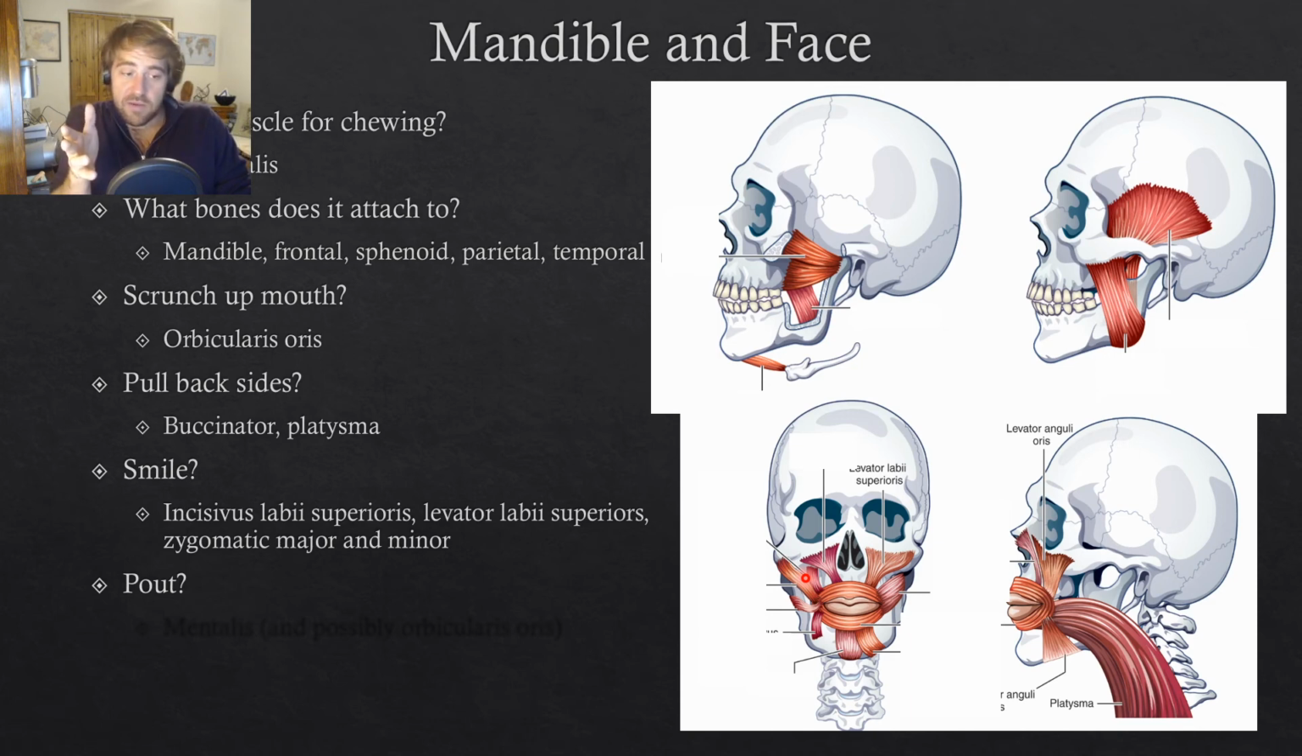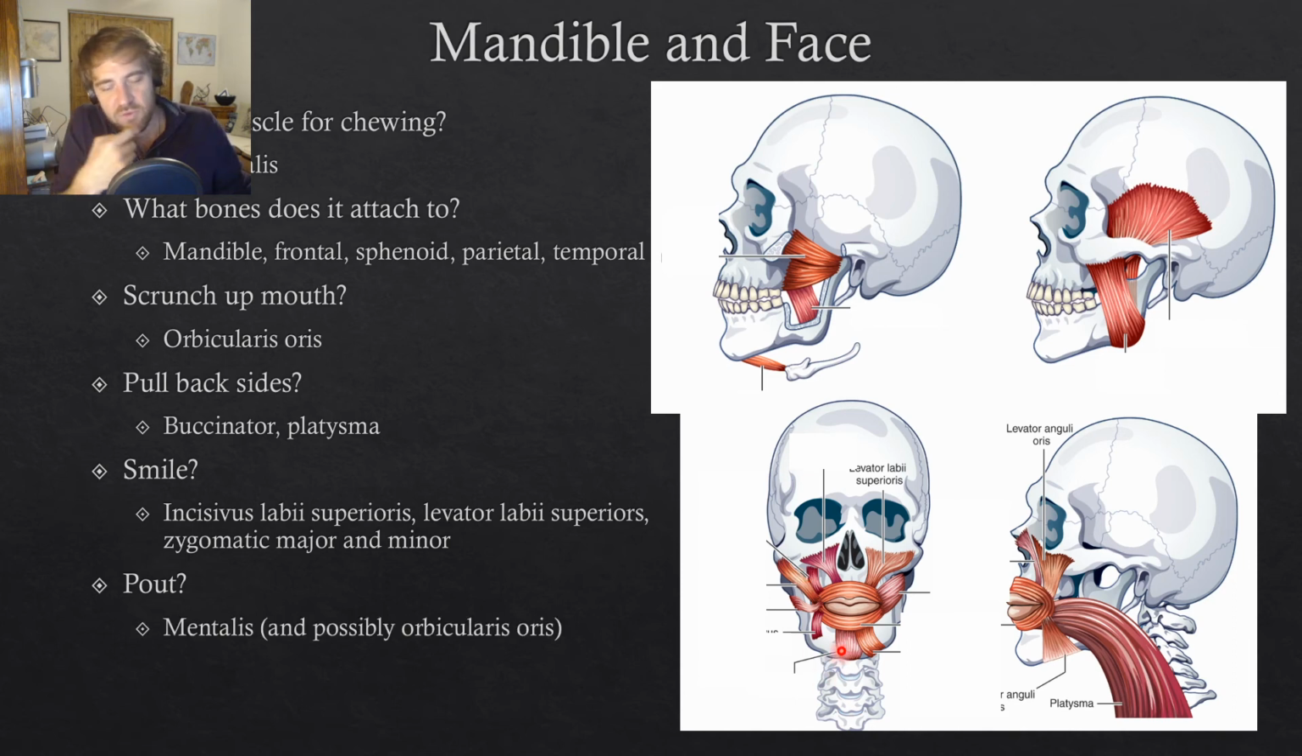What muscles allow you to pout? There's one that is majorly involved in this and one that's somewhat possibly involved. The mentalis is the one that's majorly involved in pouting. You can feel this if you tense up and pout. You can feel that there's tension right here. And then also possibly the orbicularis oris, because you're scrunching a little bit. But mainly it's the mentalis. So if I ask you and there's only one choice, go with the mentalis.